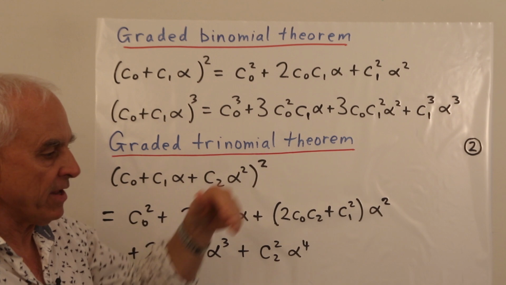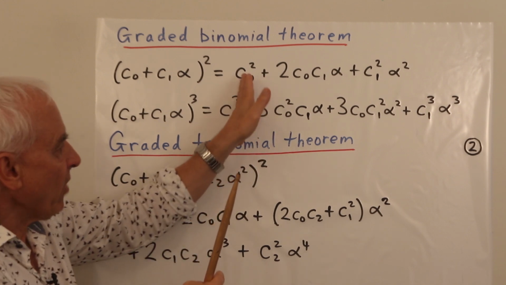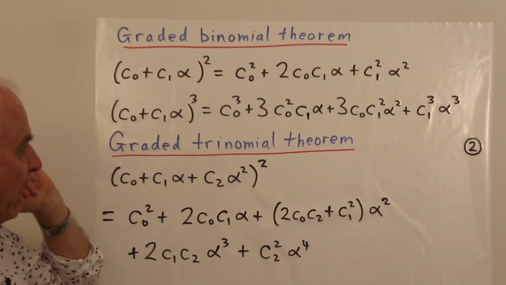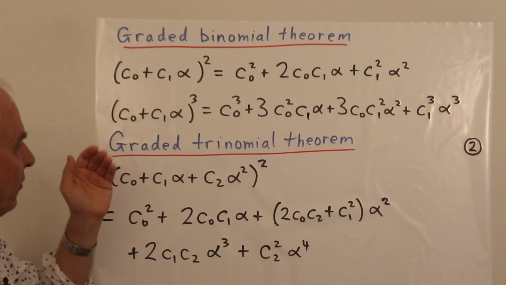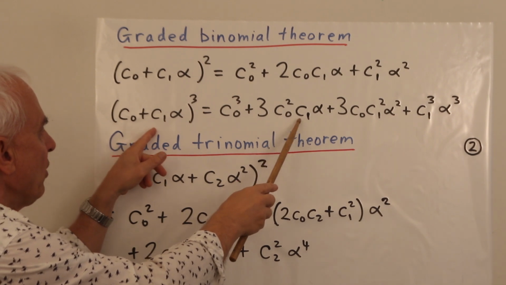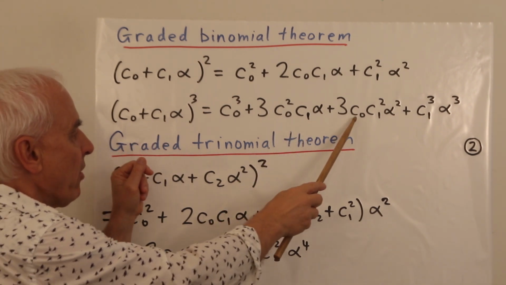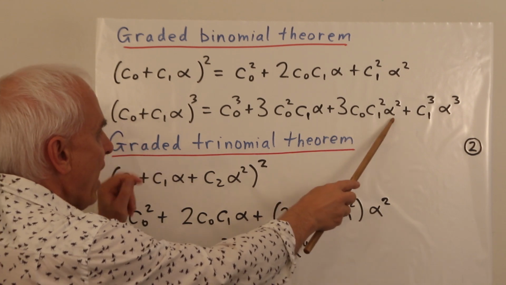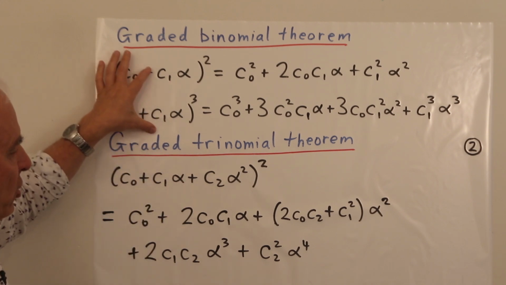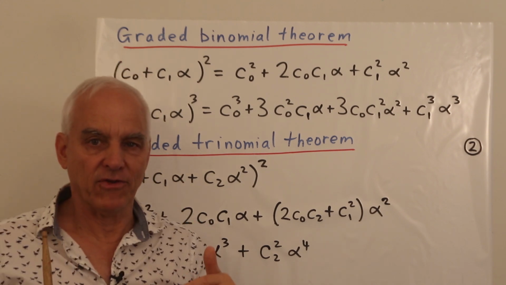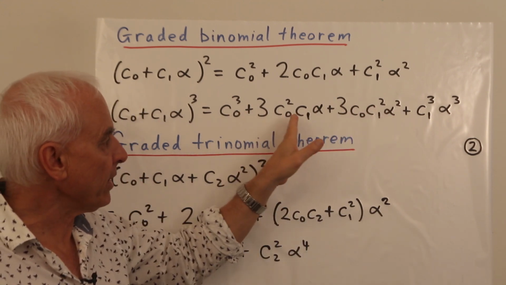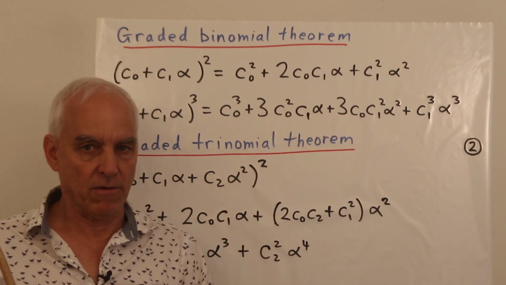And the powers of alpha naturally allow us to write this in a sequential, organized fashion. If we go to a third power, the same kind of thing happens. So we get C0 cubed plus 3C0 squared C1 alpha. That's the linear power. Then 3C0 C1 squared alpha squared plus C1 cubed alpha cubed. So in the binomial case, not really much difference happens. It's just that these powers of alpha allow us to clearly organize the various terms that are involved.